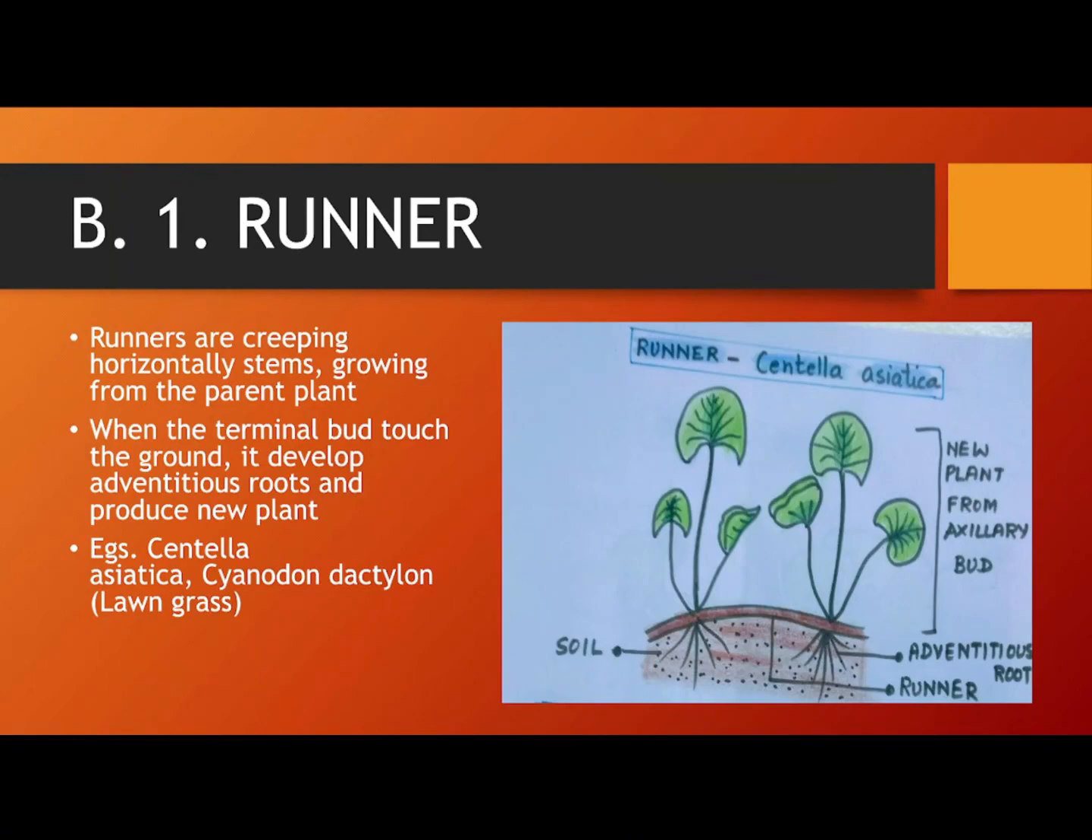Runner. Runners are creeping plants that produce horizontal stems growing from the parent plant. When the terminal bud of this subaerial stem, that is runner, touches the ground, it produces adventitious roots which also at its node produce new plants. Centella asiatica, Cynodon dactylon are very good examples for runner.